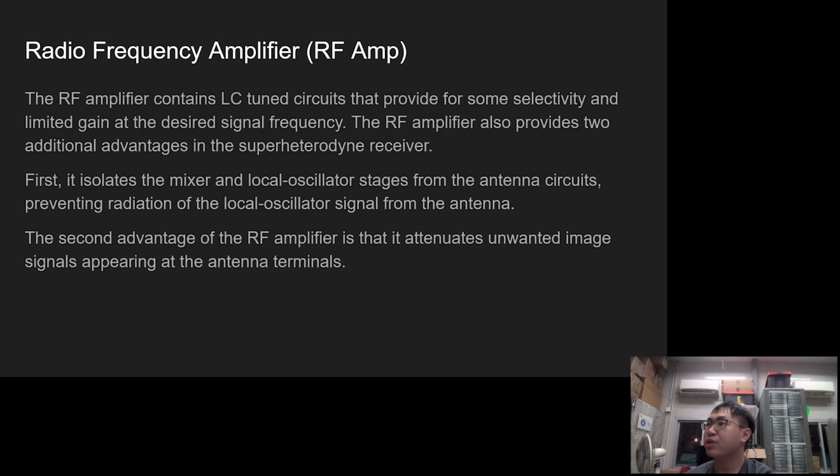The radio frequency amplifier, the RF amplifier, uses an LC circuit for selectivity and limited gain. I have introduced why we use the LC circuit. It's about the impedance. The RF amplifier also provides two additional advantages. It isolates the mixer and local oscillator, preventing the radiation of the local oscillator signal, so it helps to reduce interference.